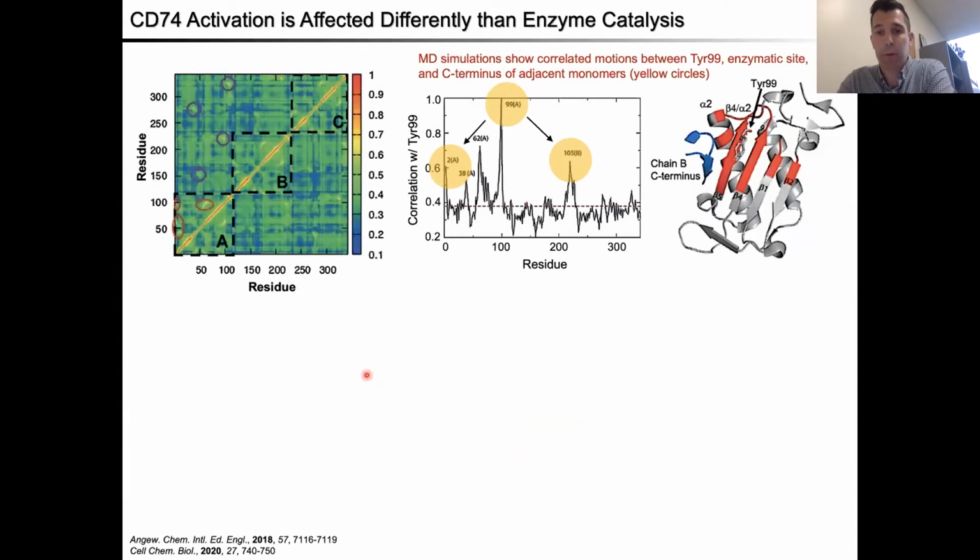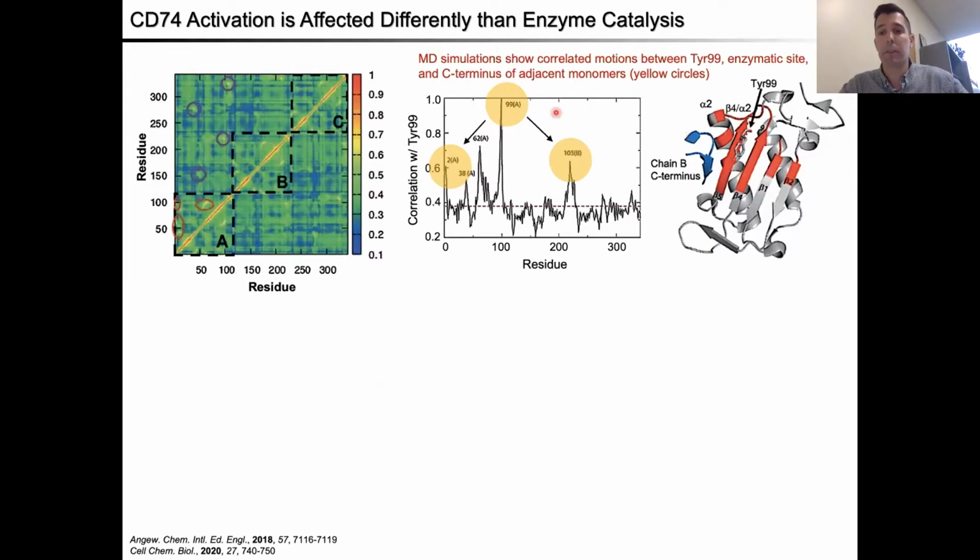Interestingly, while we were exploring NMR-related correlations via chemical shifts and dynamics, MD simulations also showed that tyrosine 99 was dynamically coupled to the N-terminal enzymatic site, as well as the C-terminus of the adjacent monomer, okay, and shown here in this kind of blue ribbon. And that was particularly interesting because the C-terminus is proposed to be the binding site for the CD74 receptor that turns on inflammatory action in the cell.